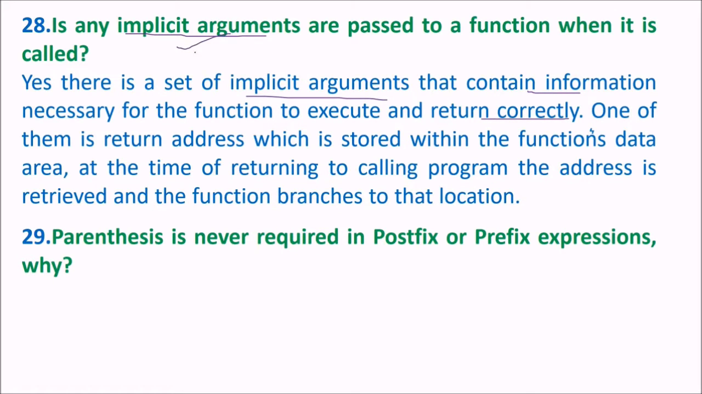So this is correct. One of them is the return address, because once the function has transferred the control, how will the callee function know where to return, because after the execution the control will be somewhere else. So the return address is stored within the function's data area, and at the time of returning to the calling program, the address is retrieved and the function branches to that location which was stored earlier.